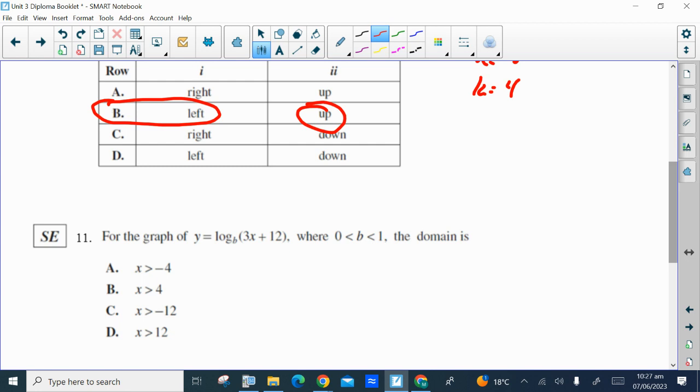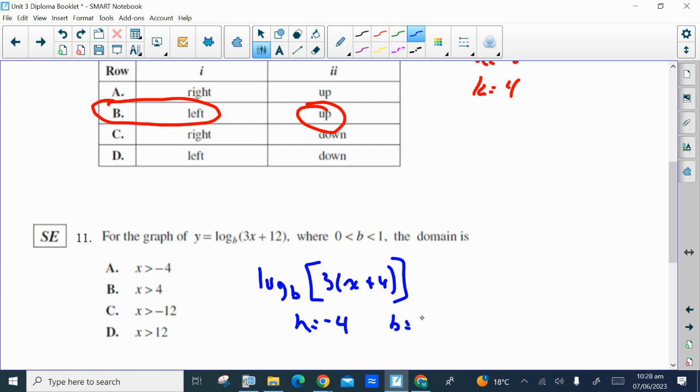Number 11, for that graph, what is the domain? So we talked about this lots as we went through this course. To get your h value, b must be taken out as a common factor. That's what makes this question a standard of excellence. In this case here, h is negative 4.